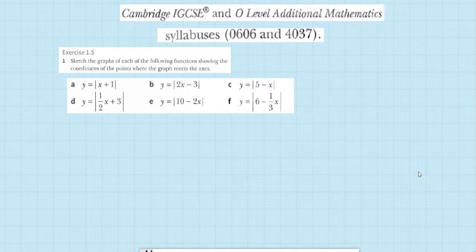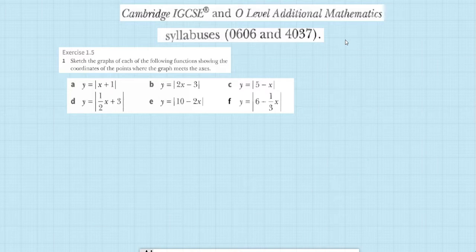Additional mathematics for IGCSE students, course number 0606, and additional mathematics for O level, course number 4037. So both kinds of students, whether they belong to IGCSE or to O level, can get equal benefits from this course.